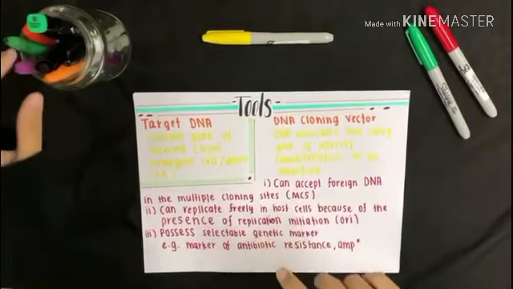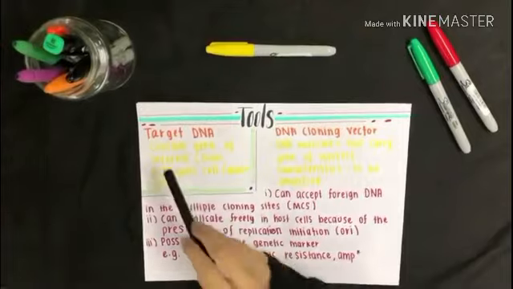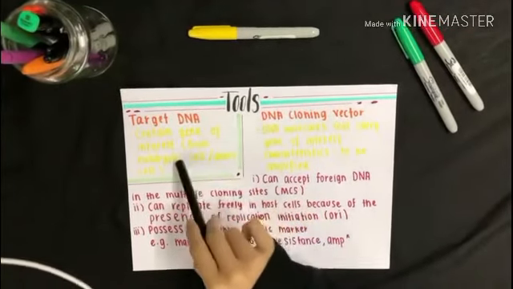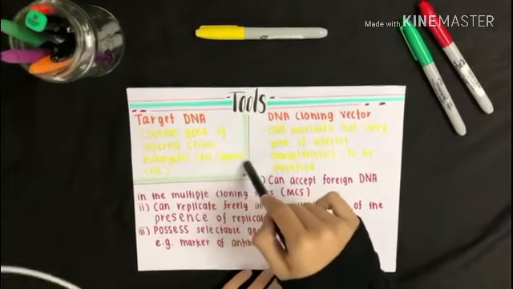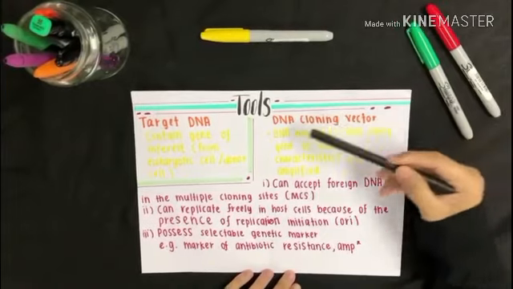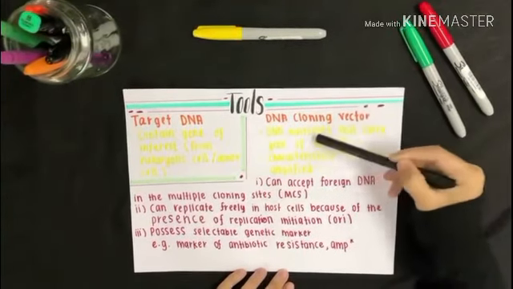Tools in gene cloning. Firstly, target DNA. Target DNA contains the gene of interest from a eukaryotic cell or donor cell. Next is the DNA cloning vector. DNA molecules that carry the gene of interest.